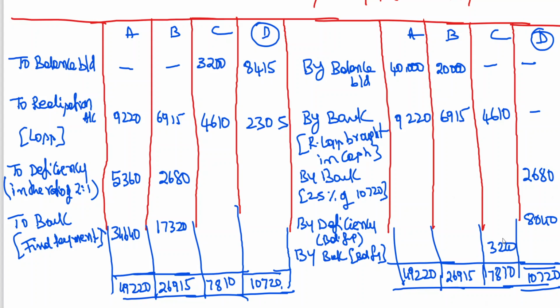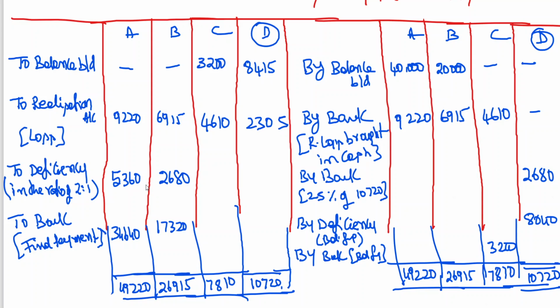So while doing the problem, you can do it in various ways, but the concept is clear. Rule number 1, solvent partners, who are A, B, C, should bring their share of realization loss in cash. Then the deficiency of the insolvent partner is to be borne by the solvent partners whose capital accounts are showing credit balance, A and B, according to their capital ratio, which is 2:1.